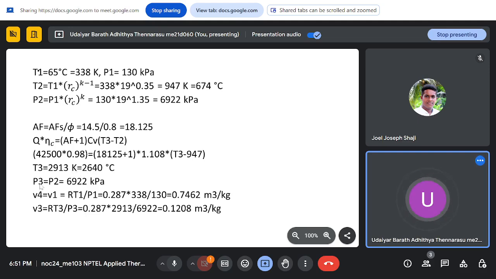Again, P3 will be equal to P2 because it's happening at constant pressure. So that will be 6922 kilopascal.